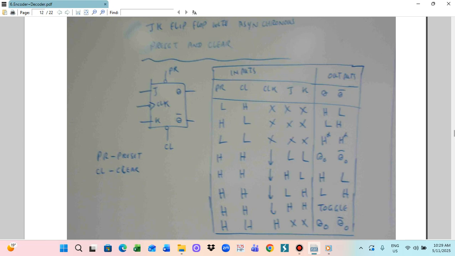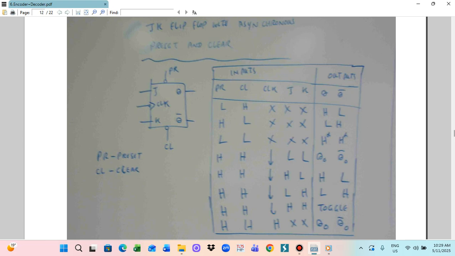So in this case, J is high and K is low. So the output will be Q is high and Q bar will be low. And then the preset is high, clear is high, and clock is provided. And in this case, J is low and K is high. So Q will be low and Q bar will be high.